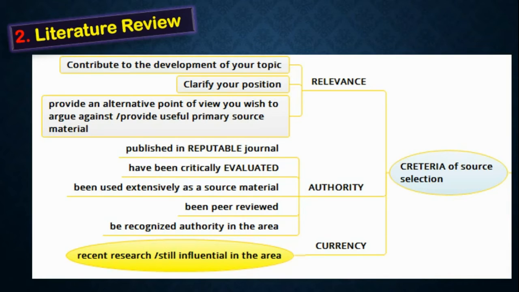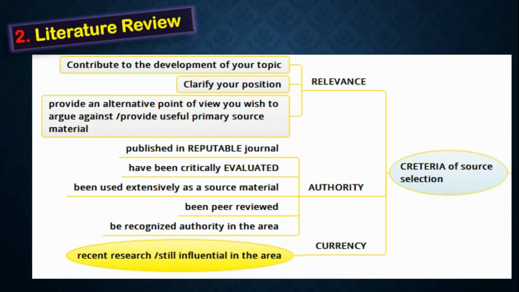And then authority. Authority means it should be published in a reputable journal, an international journal. It has been critically evaluated, used extensively as source material, and been peer reviewed. Those are the criteria for a reputable journal. And the authority in the area should be recognized, reviewed, and also critically evaluated.